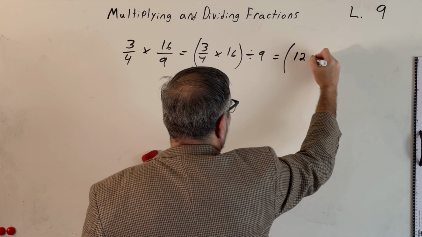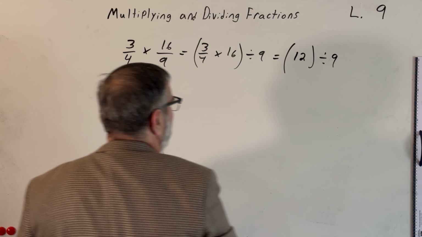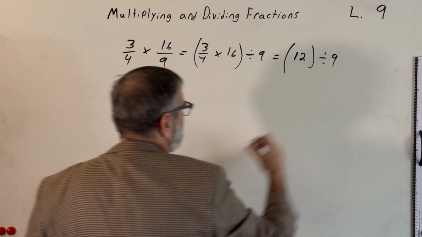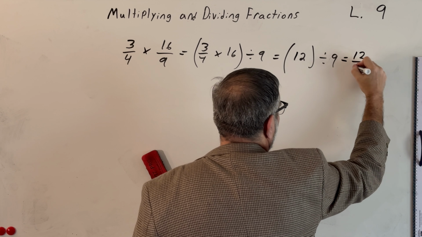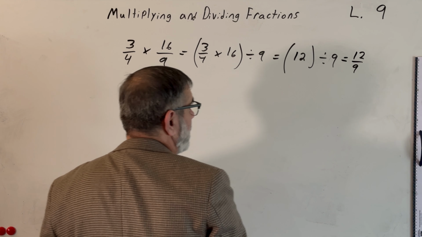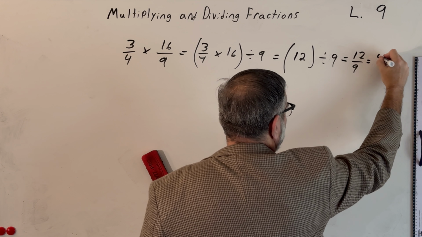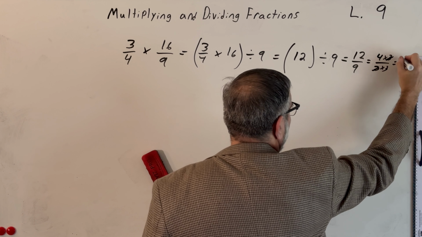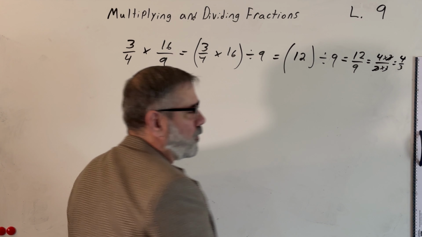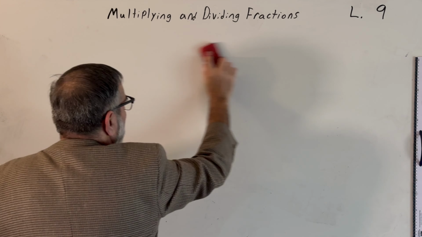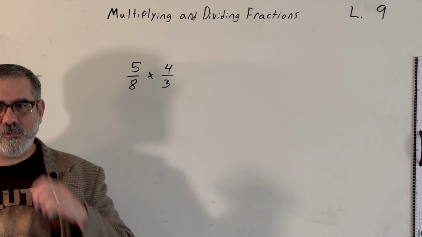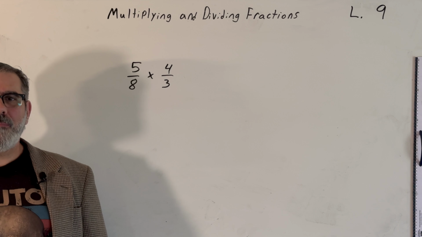So that's 12. But we still have to divide by 9. Now we just have a whole number divided by a whole number problem, and that's easy. That's the same thing as 12 divided by 9, or 12 ninths, which is 4 times 3 over 3 times 3. 3's cancel. I'm left with 4/3. And again, I get 4/3, or 1 1/3. So I'd like you to try 5/8 times 4/3 at home. Pause the video and come back when you've got it done.